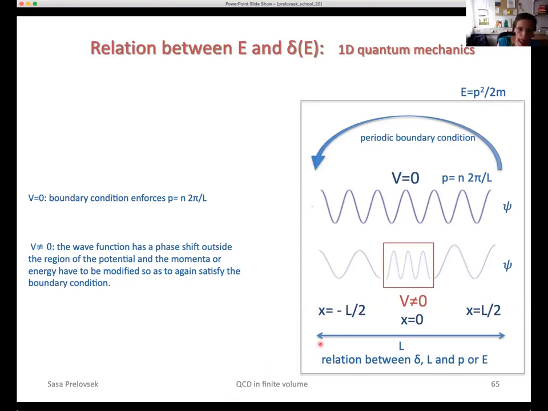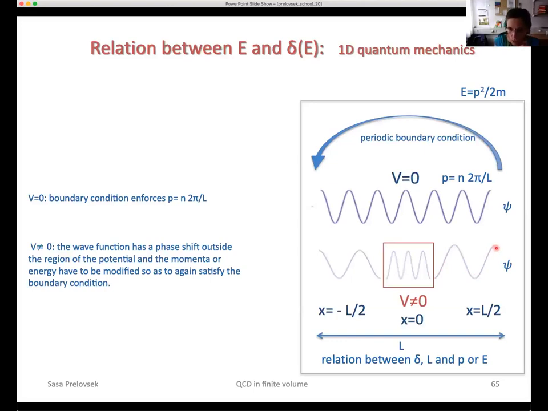So suppose this is a one-dimensional box of size L. And if there is no interaction, if there is no potential, this will be a wave function. And due to the periodic boundary condition, the momentum is a multiple of 2 pi over L. So this we know already. What about if there is an interaction here in this region, but not outside the region? So if there is interaction, the wave function will have a phase shift outside the region of interaction that we also know now, okay? It will have a phase shift.